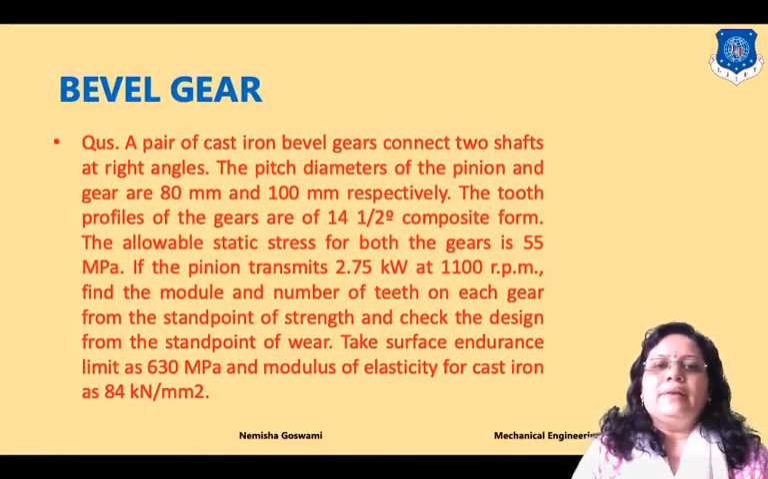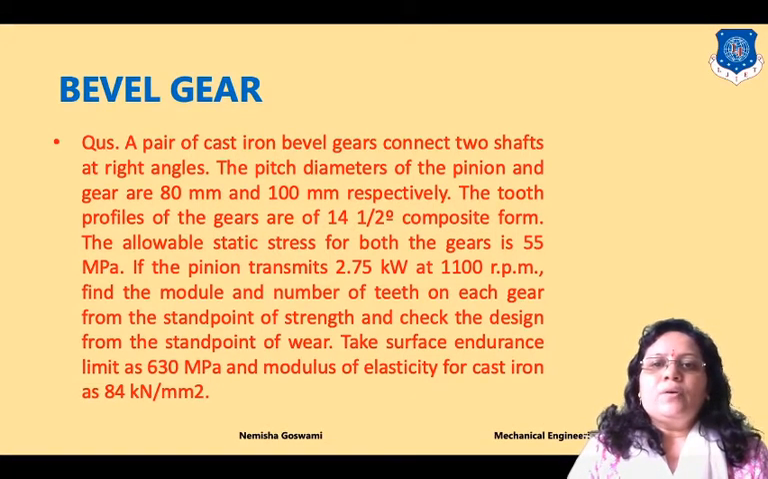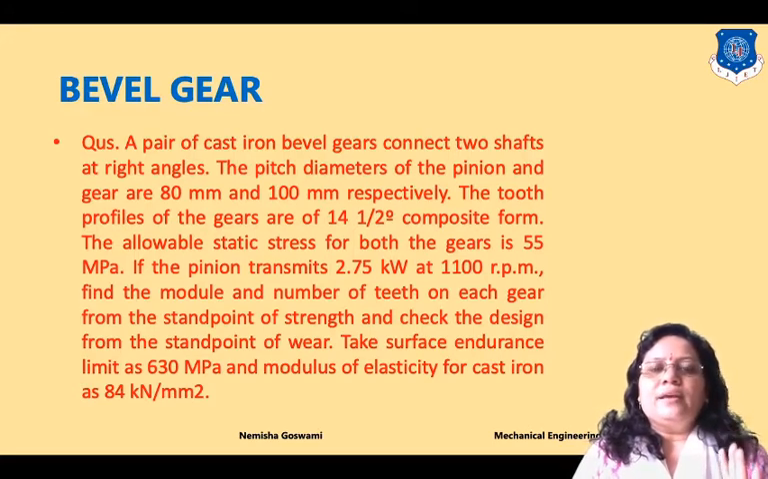So here we will complete the design of bevel gear by using one numerical example. Here you can see a pair of cast iron bevel gears connect two shafts at right angle. So the shaft axes are at right angle, means theta S is equal to 90 degree. Similarly, the pitch diameters of pinion and gear are 80 and 100 mm. So the diameter for pinion dp is equal to 80 and dg is equal to 100. The tooth profile of the gears is of 14.5 degree composite form.